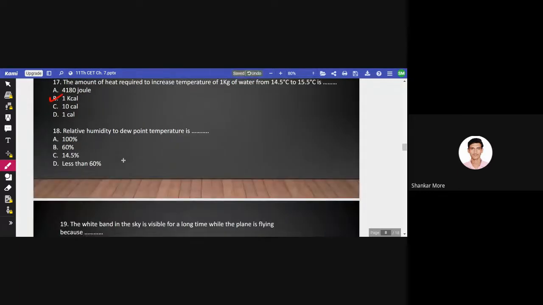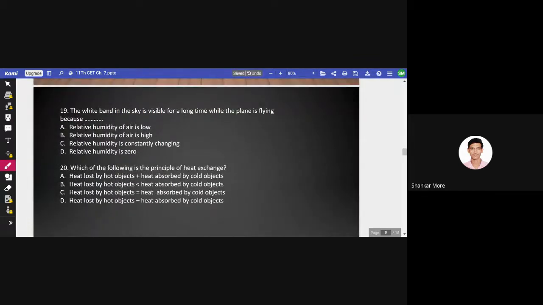Relative humidity at dew point temperature is dash dash. So what is it? Relative humidity at a dew point temperature. 100%. Good. Very fast answer. Yeah, all right. Very good. So it is 100%.